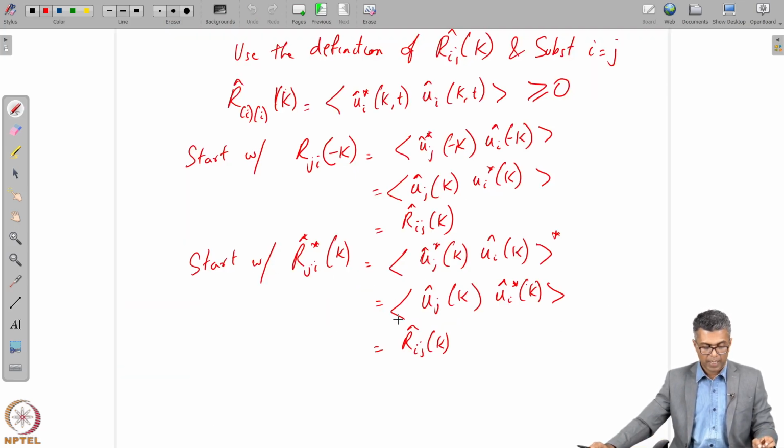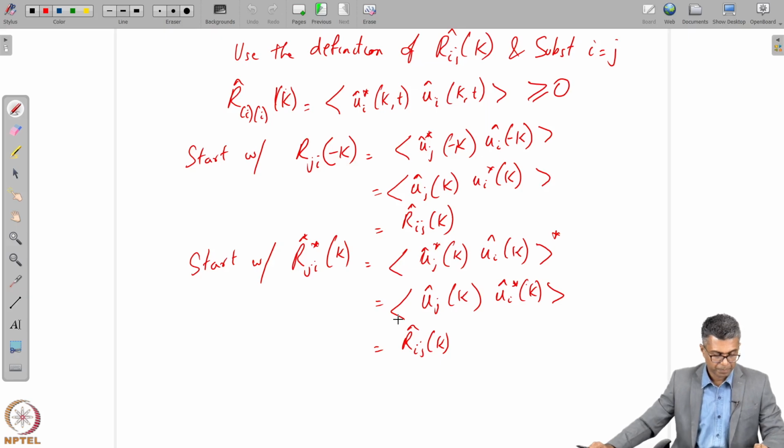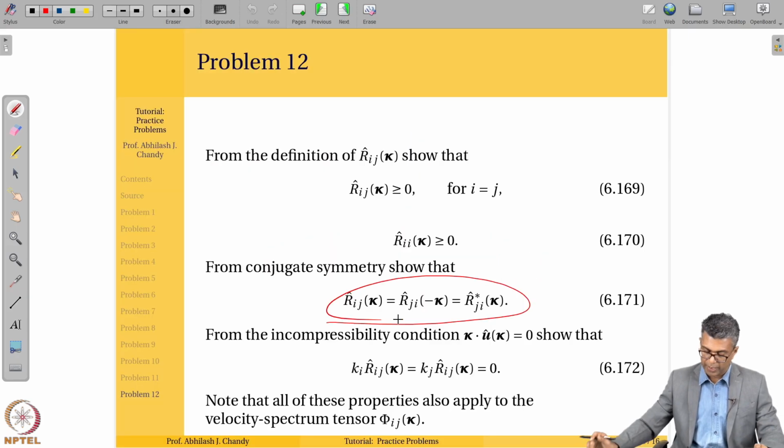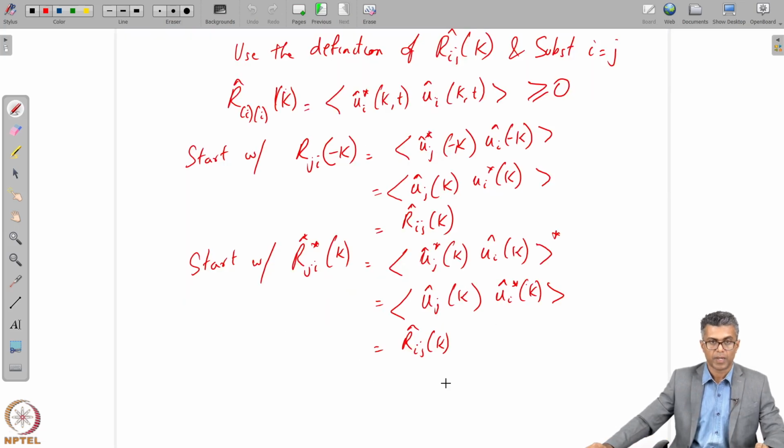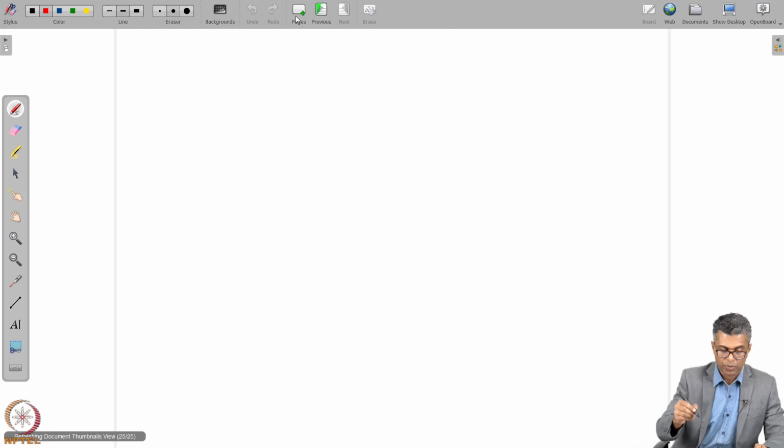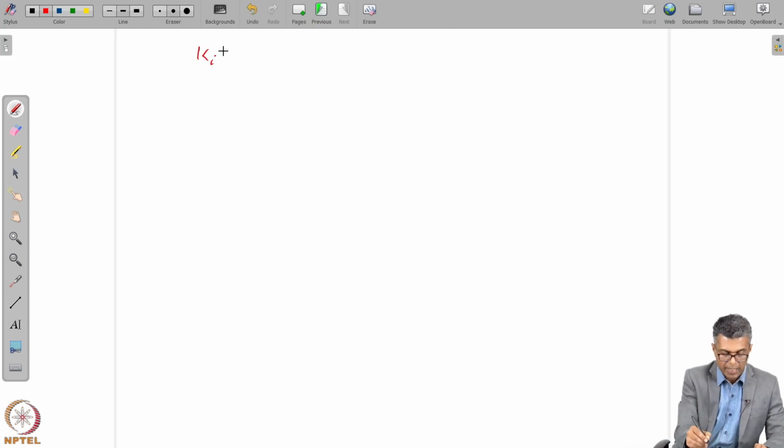Now, let me go further. What I need to show is this part here. So let me use another page. Let's consider ki of Rij hat of kappa.